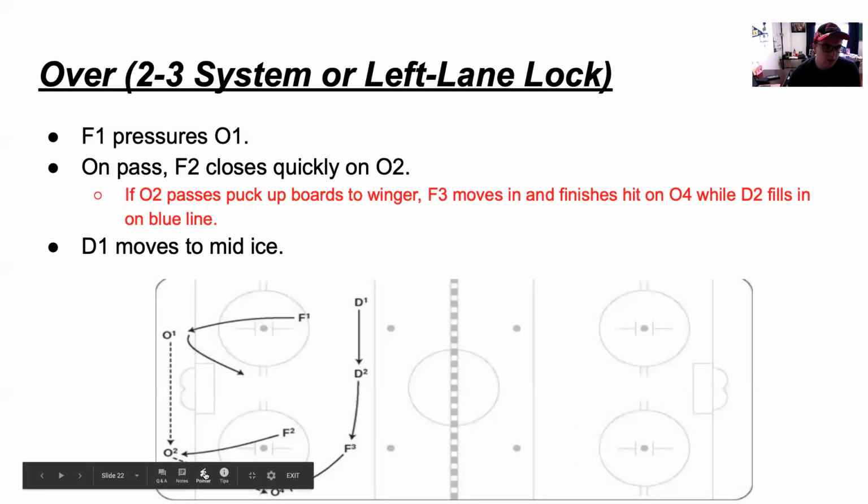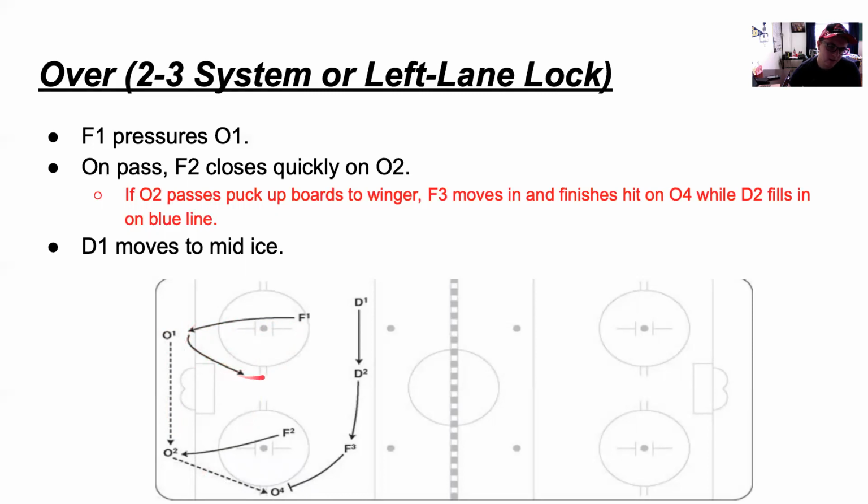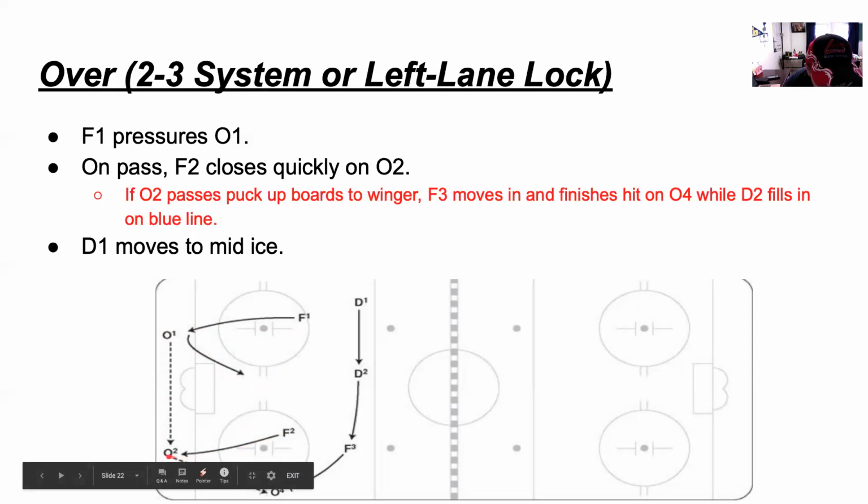So let's take a look. So F1 is pressuring O1. So when O1 makes that pass, F1's going to make a tight turn here and come up to the high slot. Okay, once that pass is made to O2, F2's got to come in and play. Remember, F2's trying to prevent that pass from being made. So he or she could pin up or try to use the stick to block the passing lane.